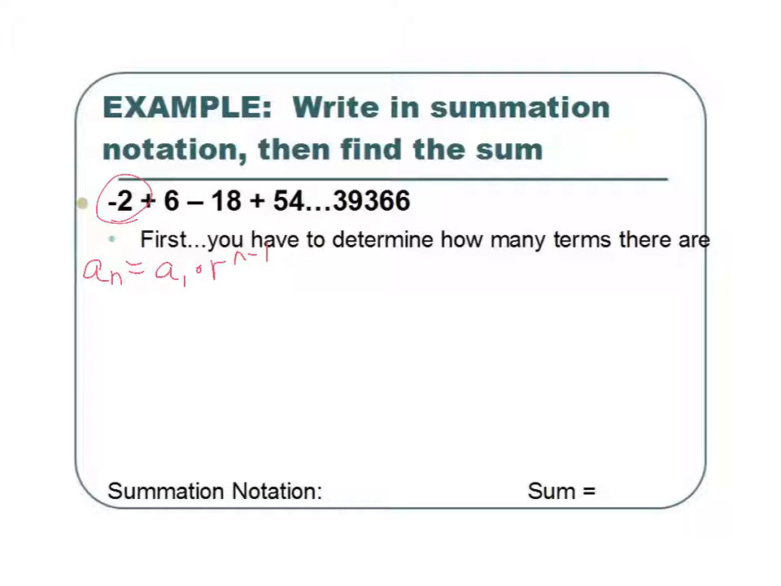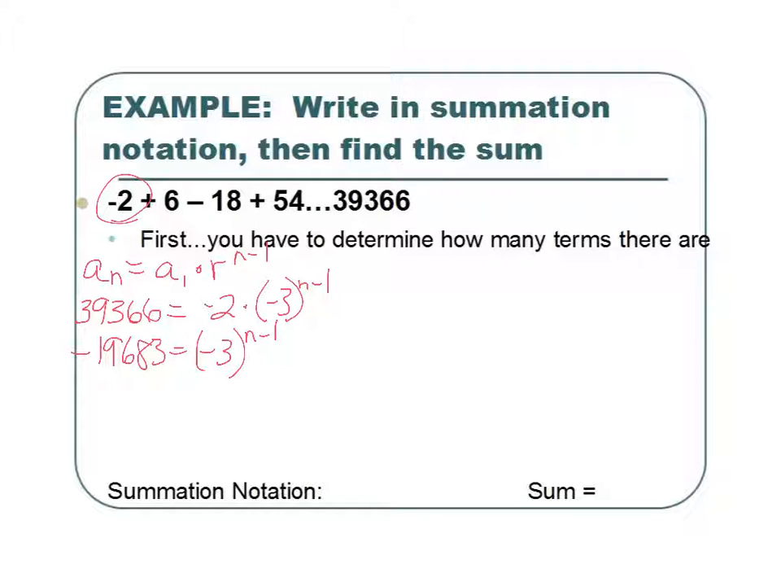Let's fill in what we know. The nth term, I'm going to figure out this nth term, so fill in all the values. Do not multiply your -2 times your -3 because of the order of operations. You're going to want to divide that 39366 number by -2. I get -19,683 equals -3 to the n minus 1.